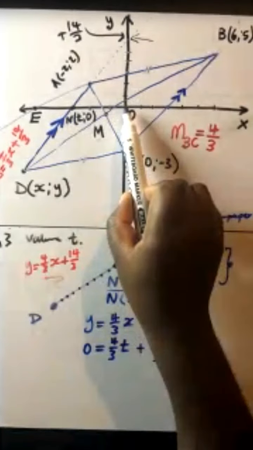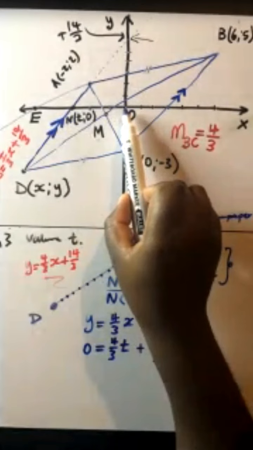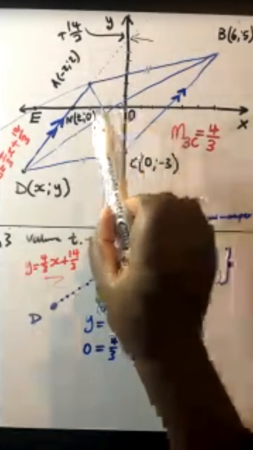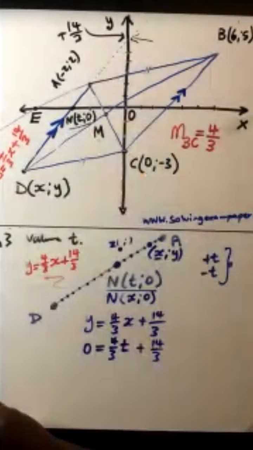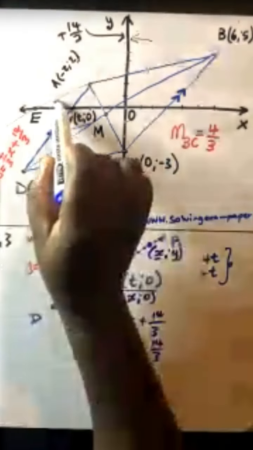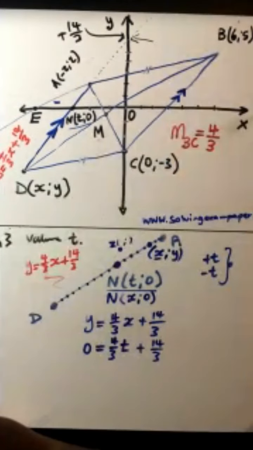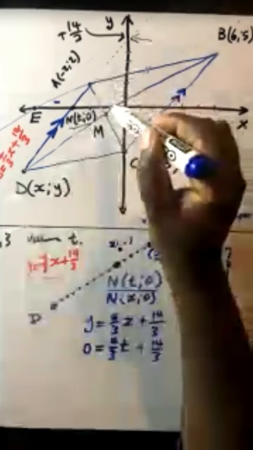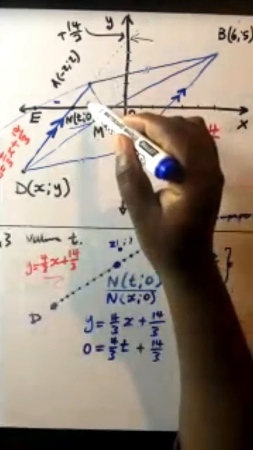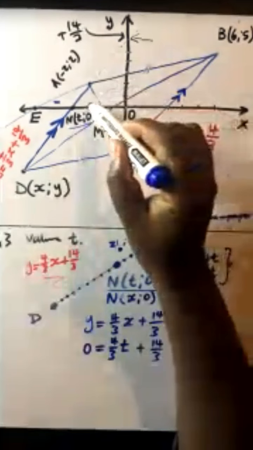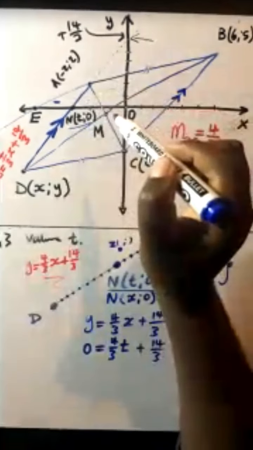Is it on the positive side of the x-axis or on the negative side of the x-axis? Obviously, it's on the negative side of the x-axis, which means t has to be a negative value. And most importantly, ladies and gentlemen, it has to be a negative value greater than 2, or otherwise it has to be a value less than negative 2.